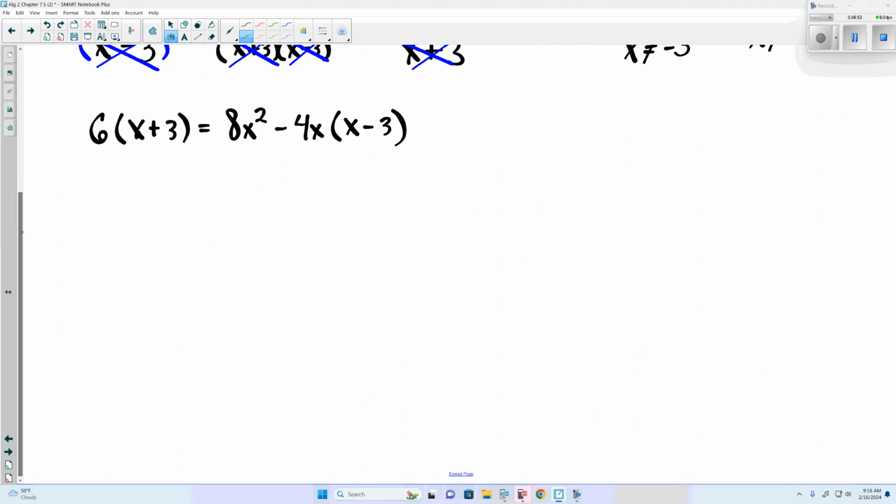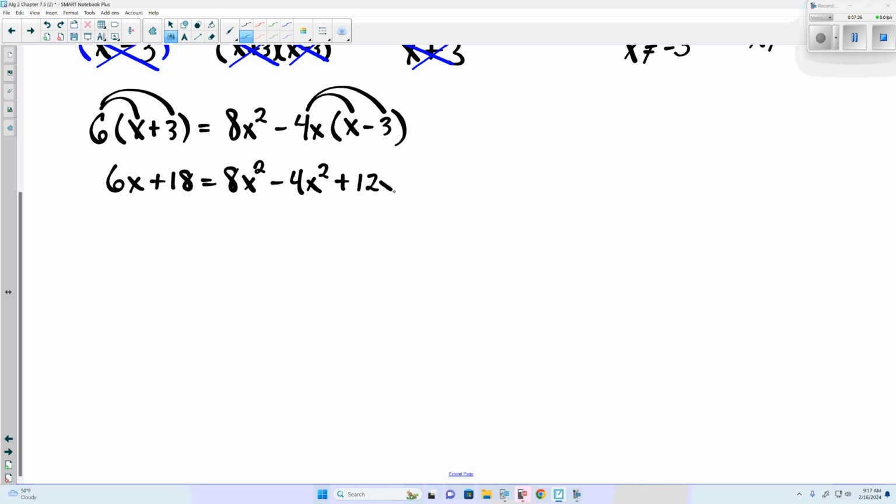So really the big step in solving these rational equations is just knowing what to multiply the whole thing by, because once we do that, now we simplify from here. So for the left-hand side, we're going to distribute the 6. 6 times x is 6x. And 6 times 3 is our positive 18. Equals 8x squared. Here, we're going to distribute the negative 4x. Negative 4x times x is negative 4x squared. Negative 4x times negative 3 is plus 12x.